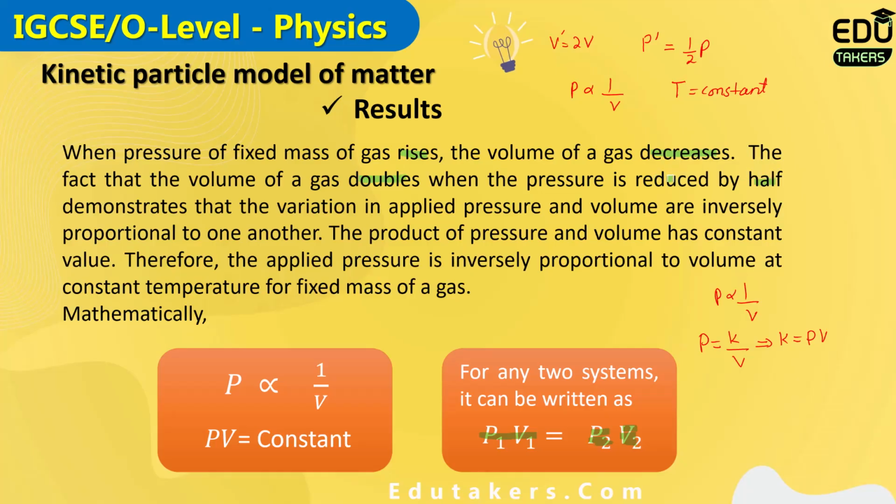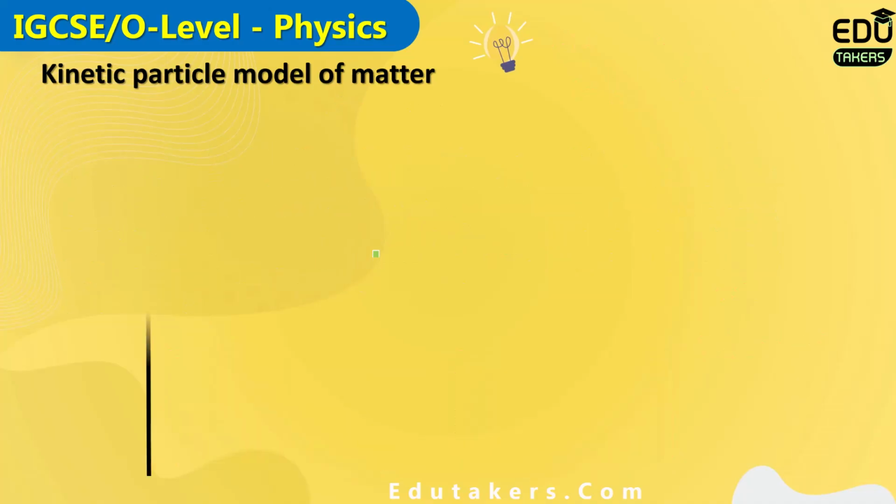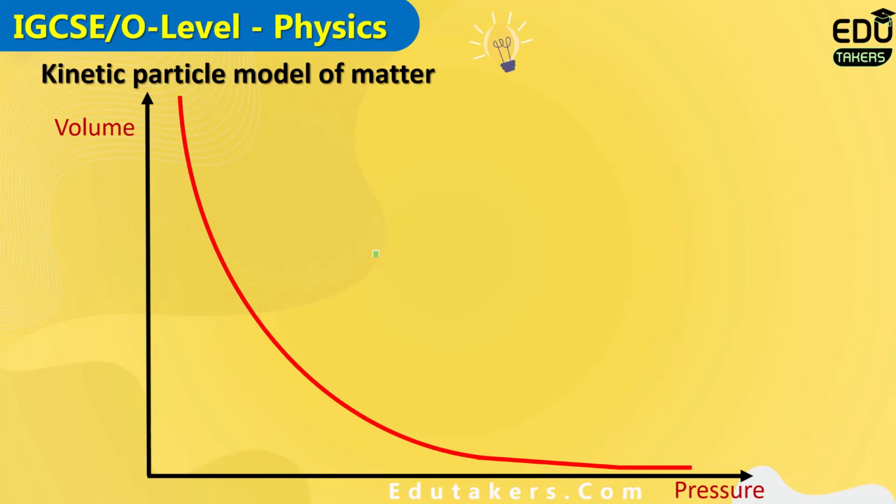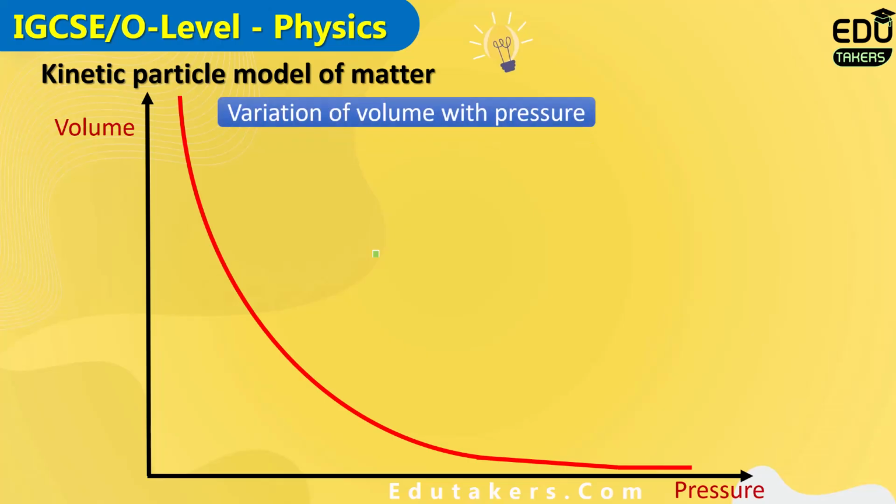When you reduce the pressure by half, the volume gets double because both of these are inversely proportional to each other. This demonstrates that the variation of the applied pressure and volume are inversely proportional to each other. The product of the pressure and volume has a constant value. Therefore, applied pressure is inversely proportional to the volume at constant temperature for the fixed mass of the gas. Here you can see the relationship between the volume and the pressure at constant temperature. As both of these are inversely proportional to each other, you get this curve on the volume-pressure graph.